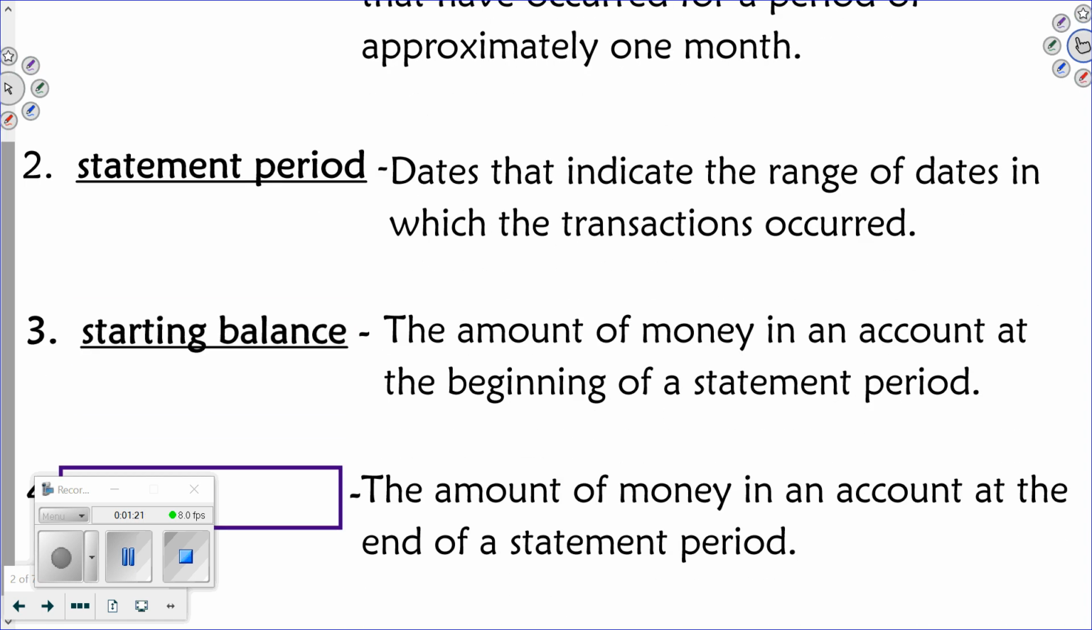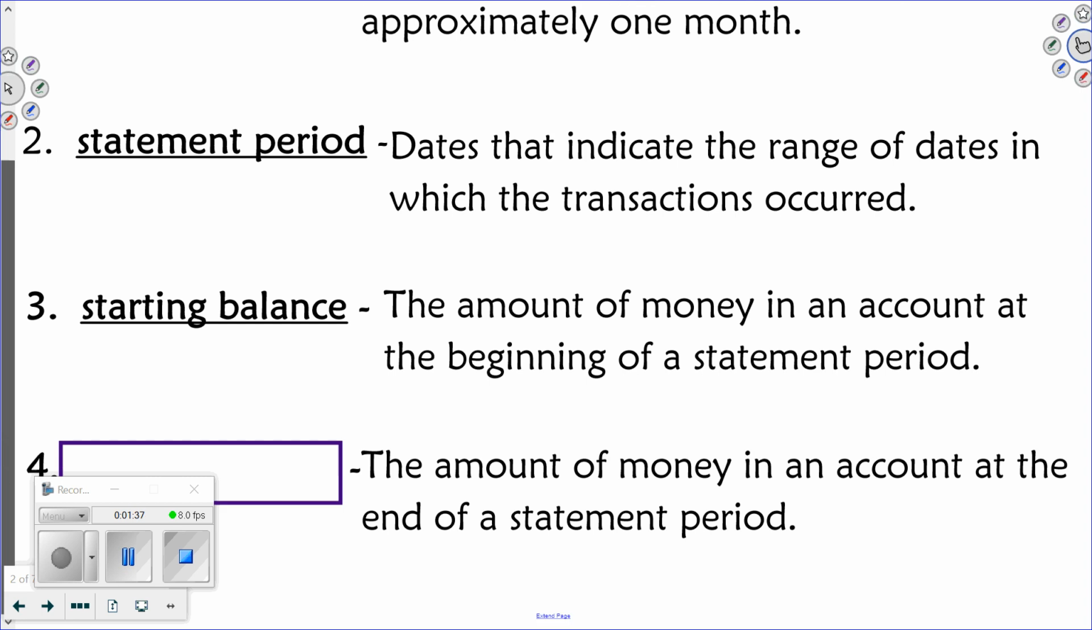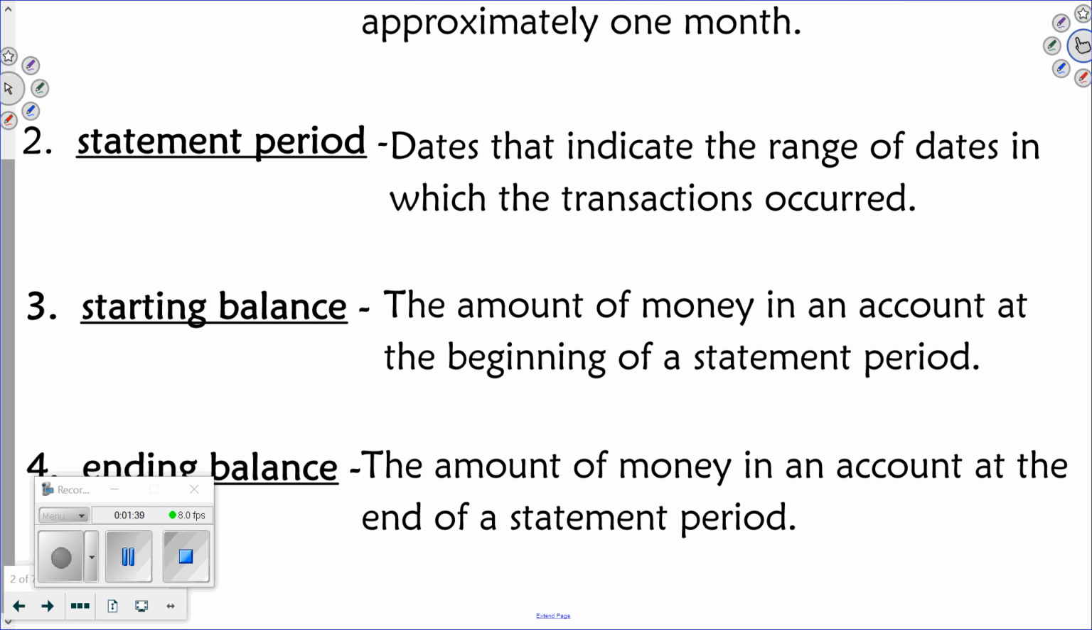All right, then you have your starting balance, the amount of money in an account at the beginning of that statement period. And then you have an ending balance, the amount of money in an account at the end of the statement period.